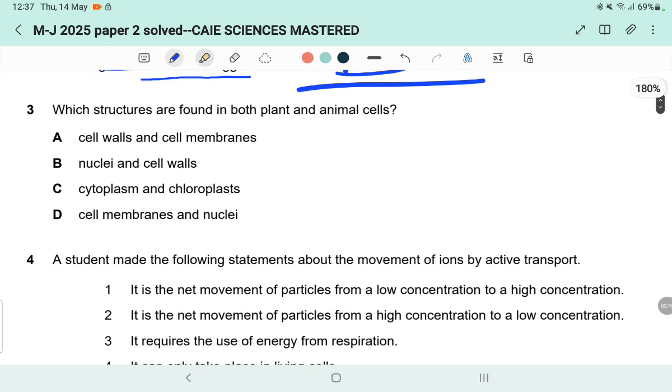Okay, number 3, saying here, which structures are found in both plant and animal cells? So in both plant and animal cells, of course, it is letter D. Why? Let us see the first choices and let us see why the others are wrong. So the answer first of all here is D. Why are the other options wrong?